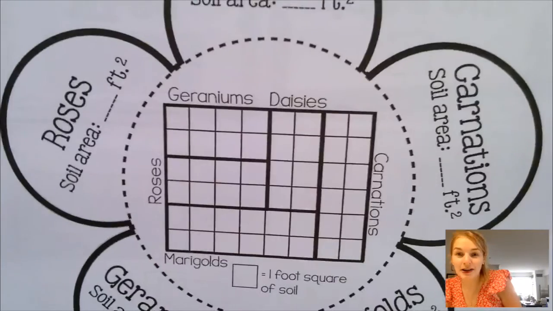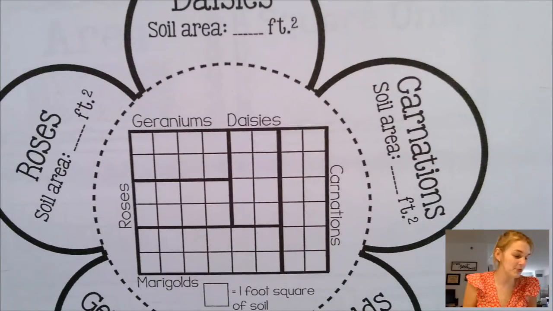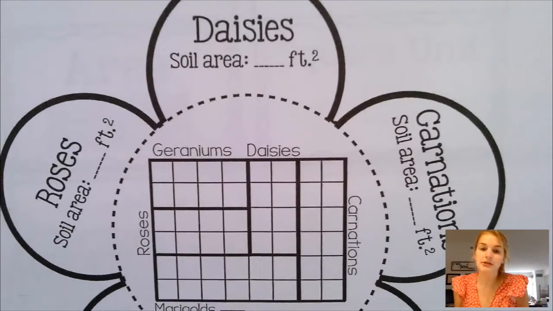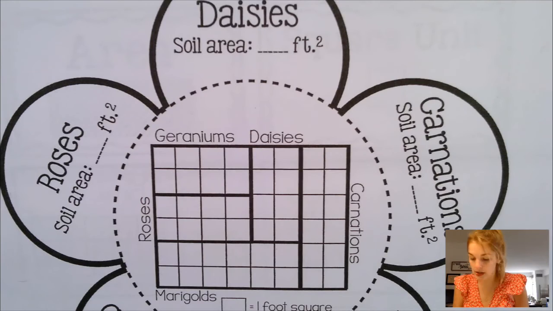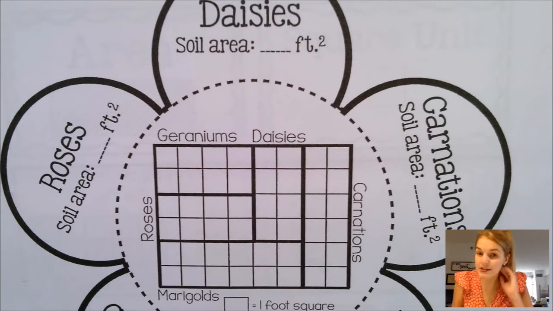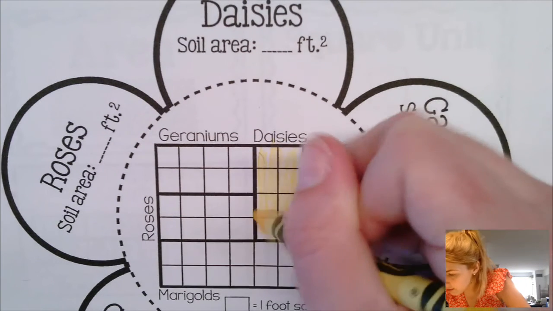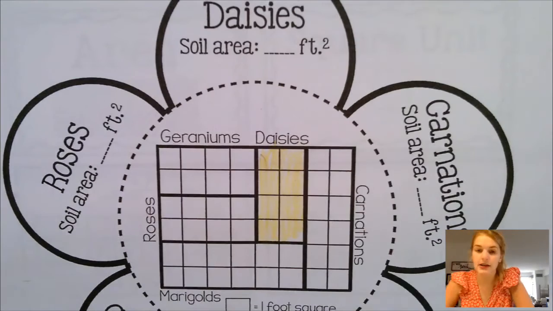So let's go back to that garden idea. Remember we said if we are planting a garden, we need to find the area of our garden. So here we have a beautiful garden with all sorts of pretty flowers. Our job is to find out what the area is of each of these flowers. So we have one big garden, and we could find the whole area of the garden. But in the garden, there's different sections. So let's start with daisies. I see that the daisies are here, and I can use my plot to help guide me. So I'm going to color in this area for daisies.